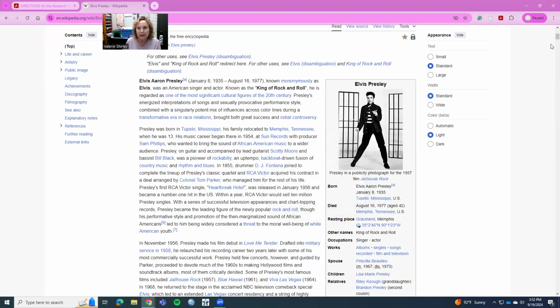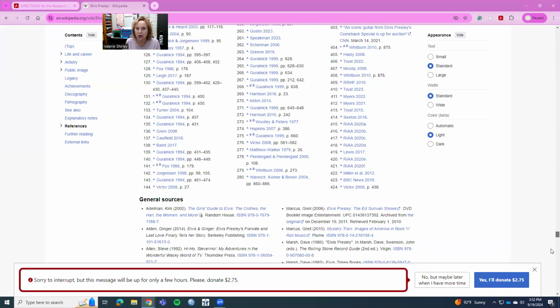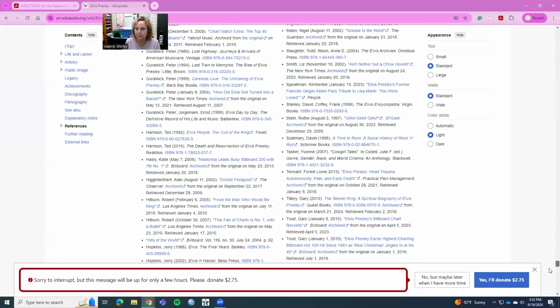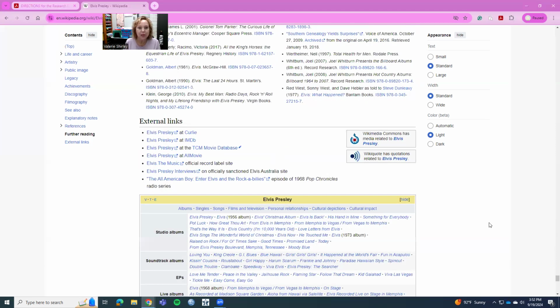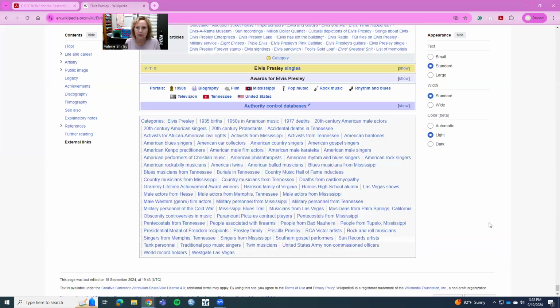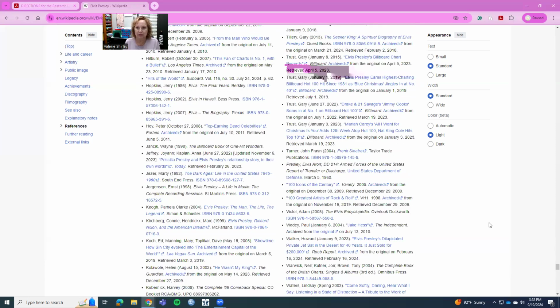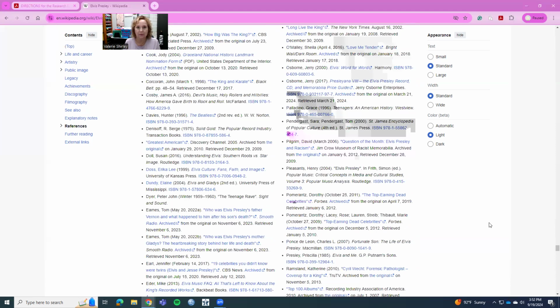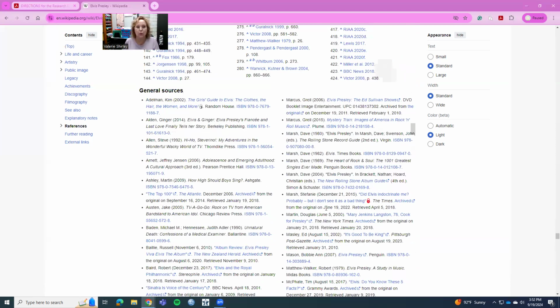The one thing that a Wikipedia page might help you out for is, I'm just going to scroll down to the very bottom. Wikipedia calls this our references. Oh, they really want me to donate. They keep popping stuff up. Okay, all righty. Here are the references. There are so many of them because Elvis is such a popular dude. These are the sources that were used.